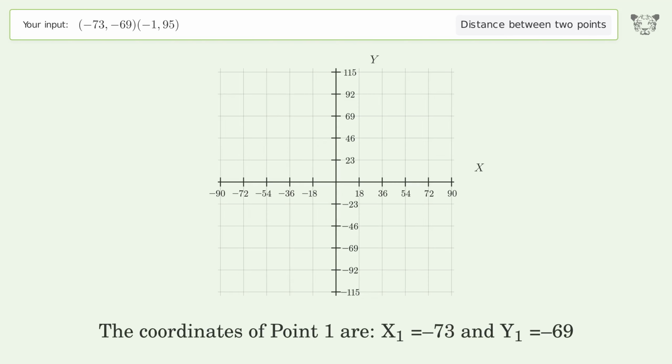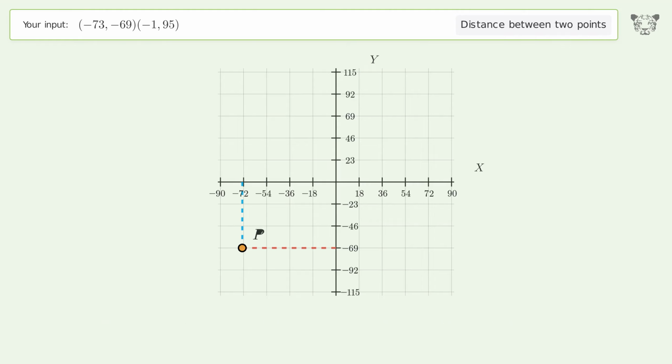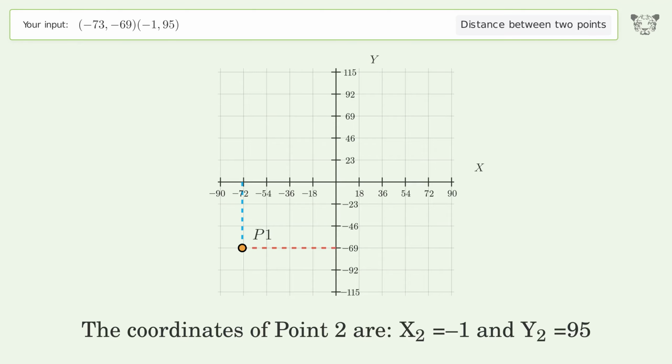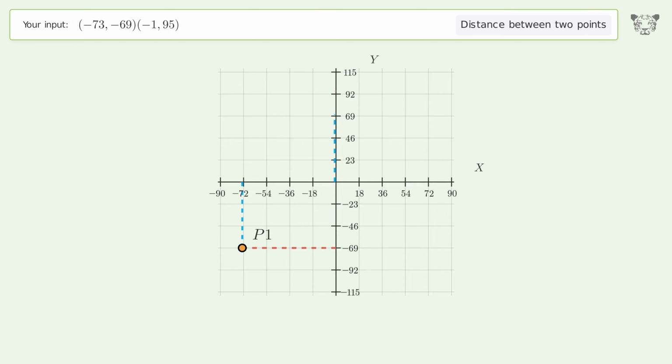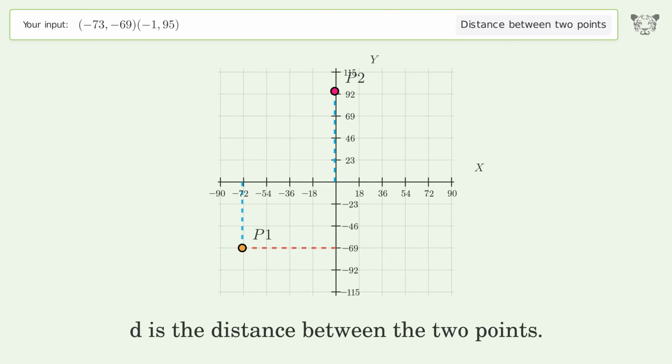The coordinates of point 1 are x1 equals -73 and y1 equals -69. The coordinates of point 2 are x2 equals -1 and y2 equals 95. D is the distance between the 2 points.